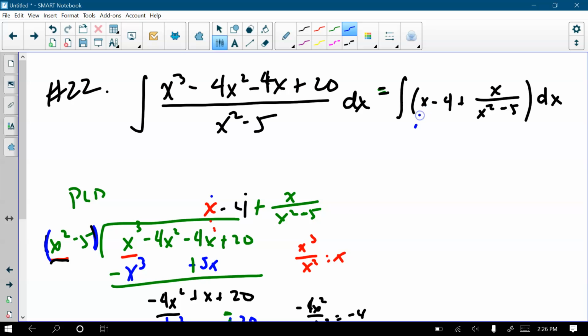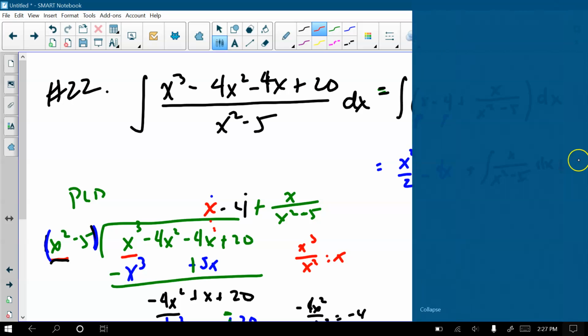I think we can find the integral of this one and of that one pretty easily. The antiderivative of x is x squared over 2, minus the antiderivative of 4, which is 4x. And then let's deal with this integral separately, plus the integral of x over x squared minus 5 dx. This looks like a u sub because if I take u to be the denominator, its derivative is in the numerator, mostly. I will put a plus c at the end because I did find an antiderivative here.